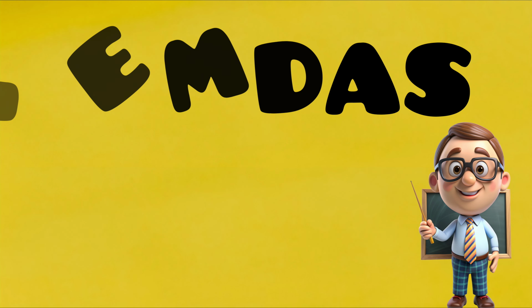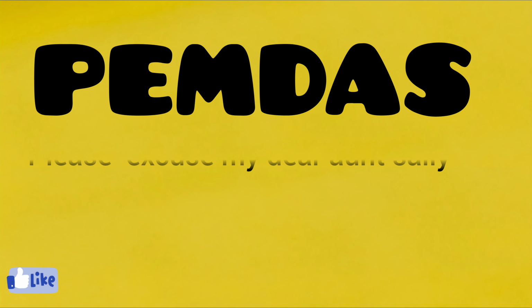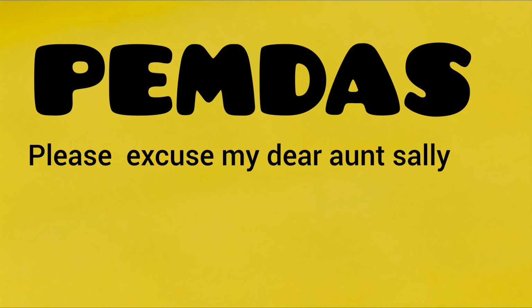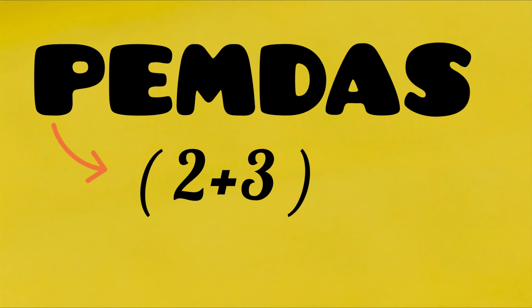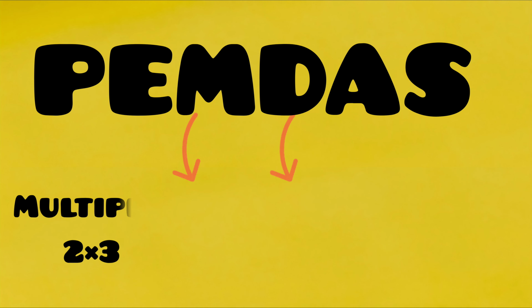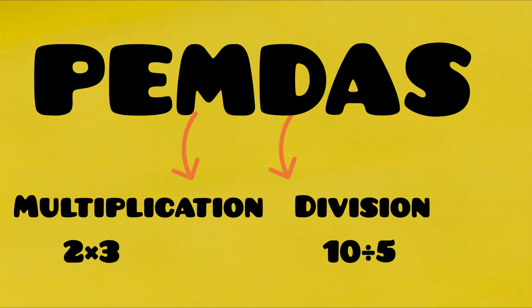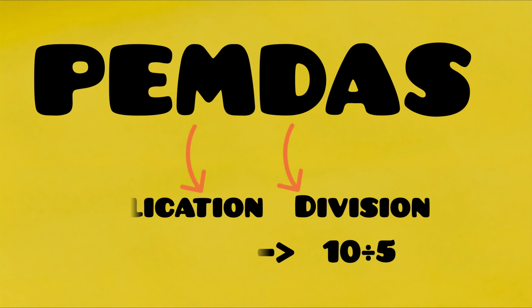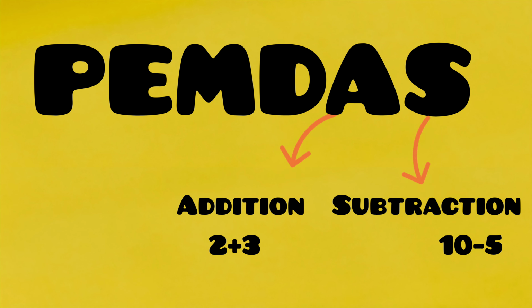And yes, there's a fun way to remember it. Please excuse my dear Aunt Sally. Let's break it down real quick. P is for parentheses. Always solve what's inside the parentheses first. E is for exponents, like squares and cubes. M and D are for multiplication and division. Go from left to right. A and S are for addition and subtraction, also left to right.